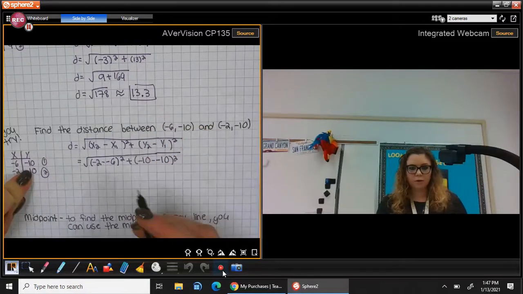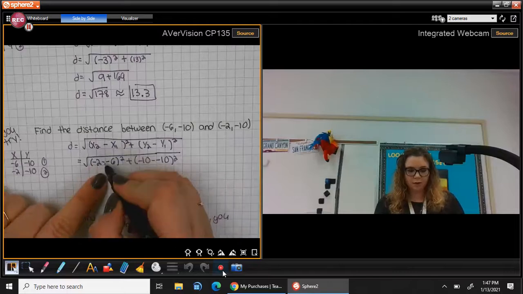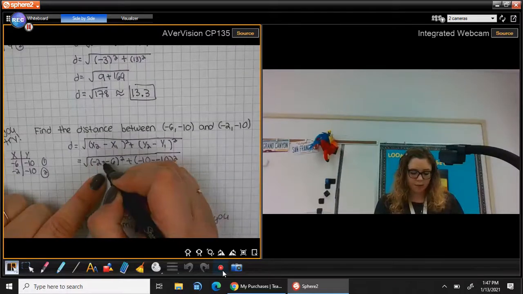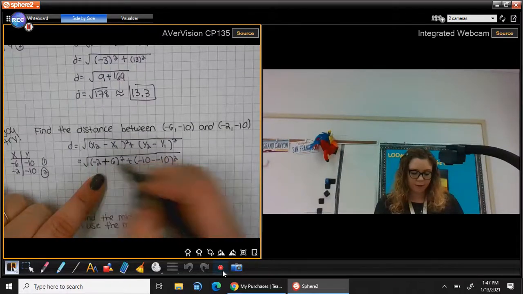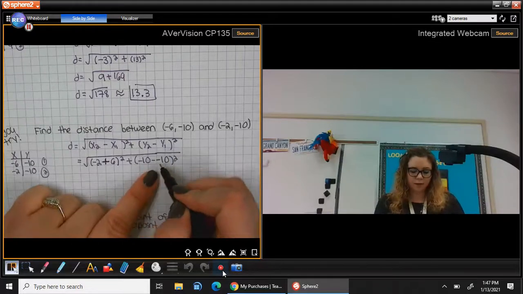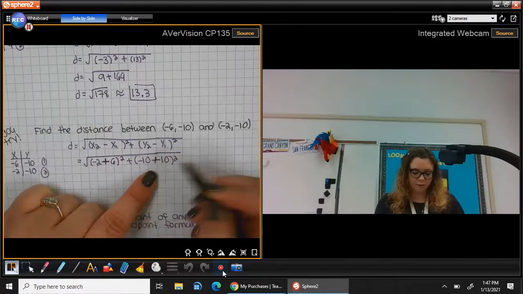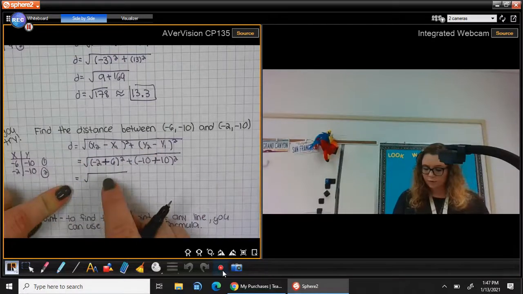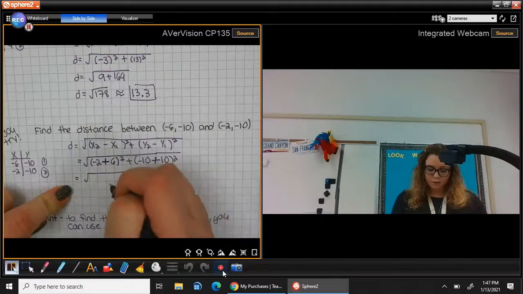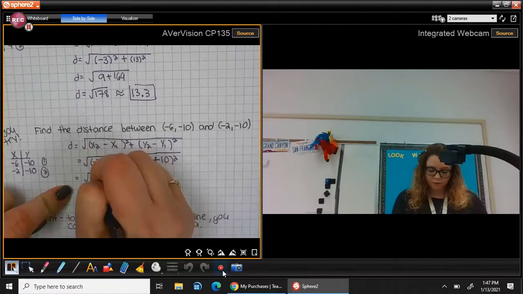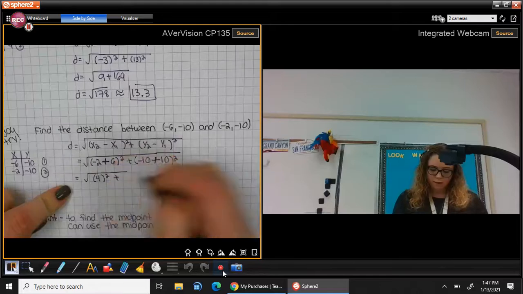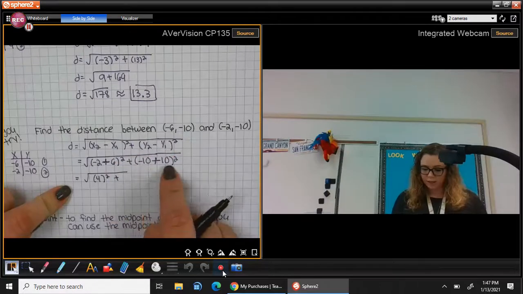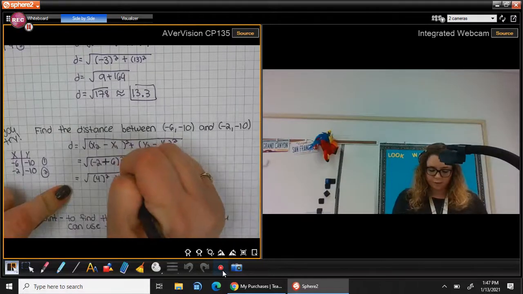Okay. So again, two negatives is going to be a positive, so I'm going to change that to a positive. Connect, make it a positive. Again, two negatives a positive. Connect, make it a positive. So -2 plus 6 is going to give you a positive 4. Plus -10 plus 10 is going to give you a 0.